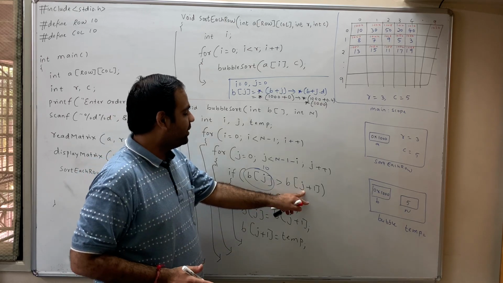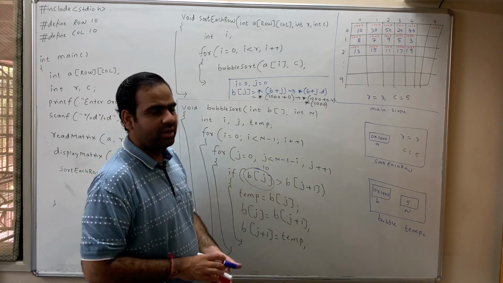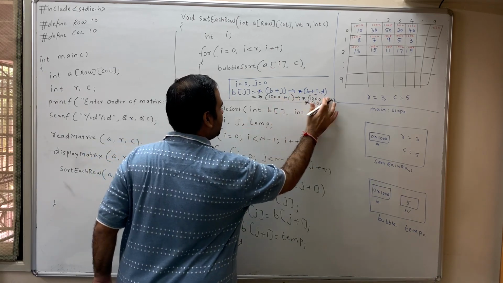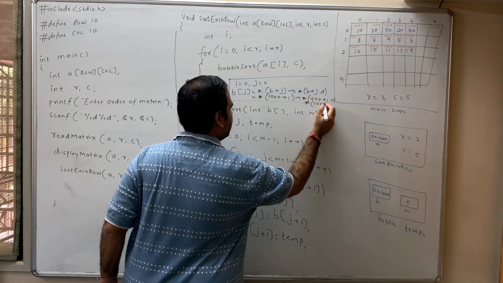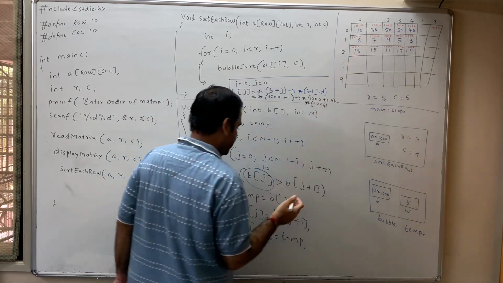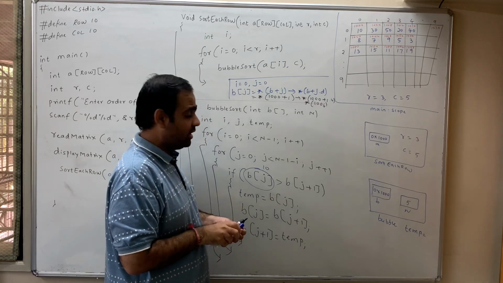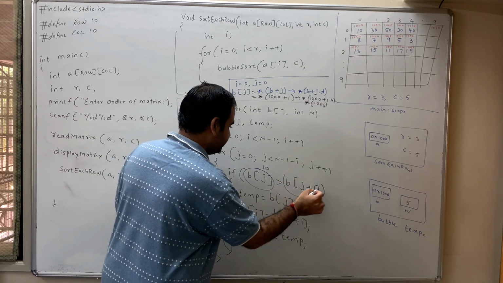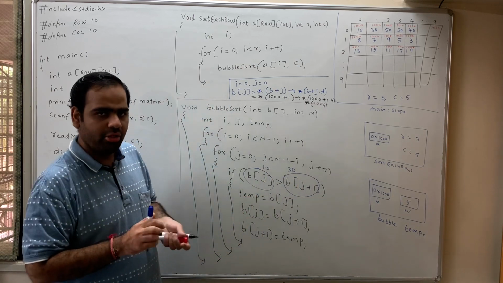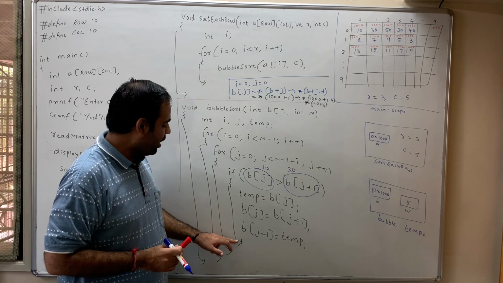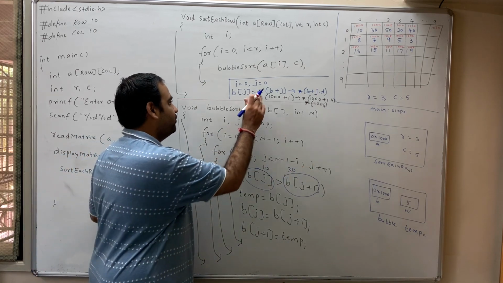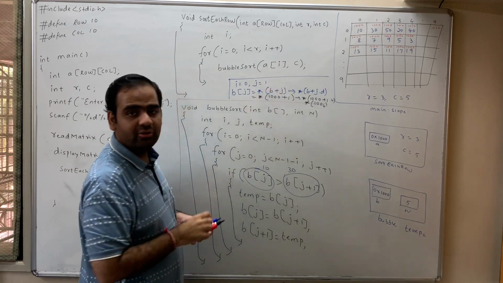Now B of j plus 1, j is 0. 0 plus 1 is 1. Now what is B of 1? 1000 plus 1 into 4 is nothing but 1004. It means go to address 1004 and fetch the value. What is it? It is 30. Therefore, this complete thing is replaced by 30. Now check 10 greater than 30. The condition is false. Therefore, there is no point in swapping it. Do not execute this, and you say j plus plus. The value of j will become 1.